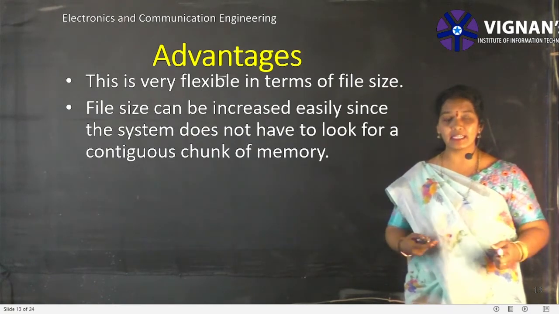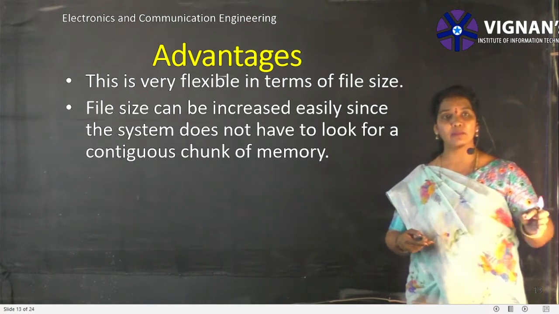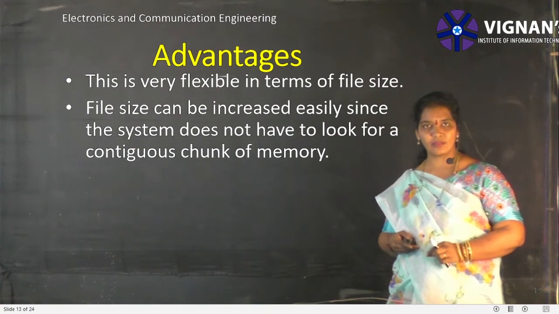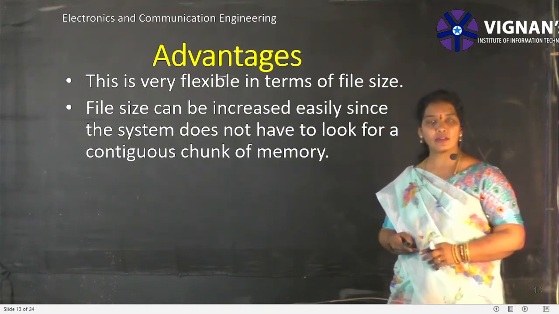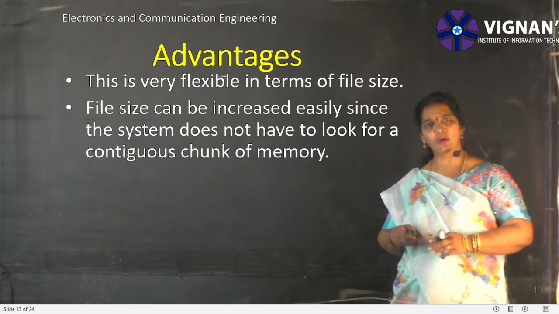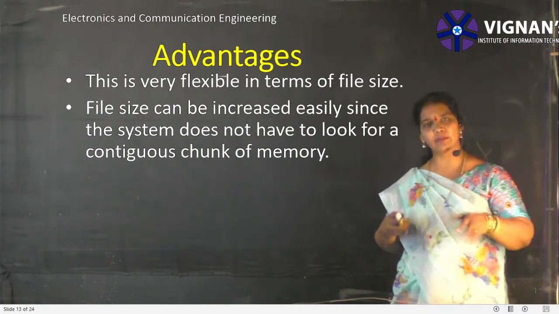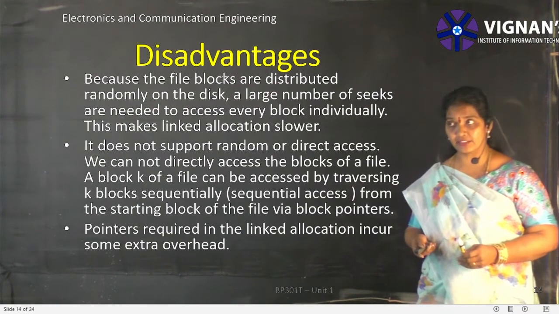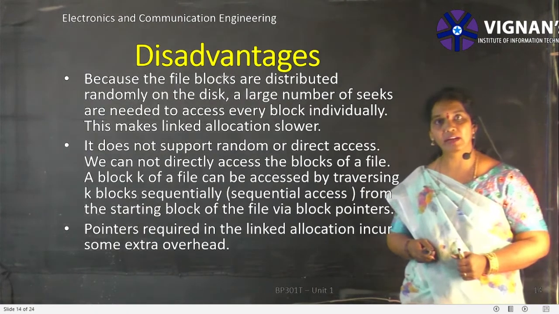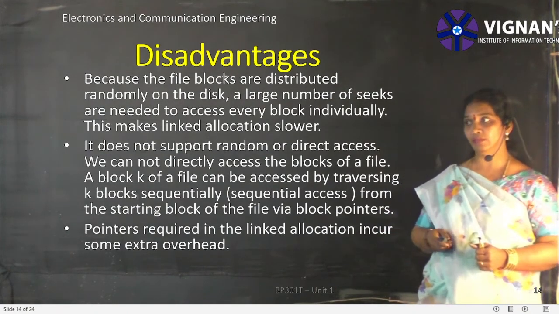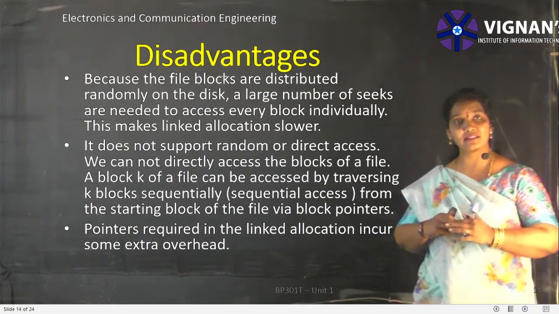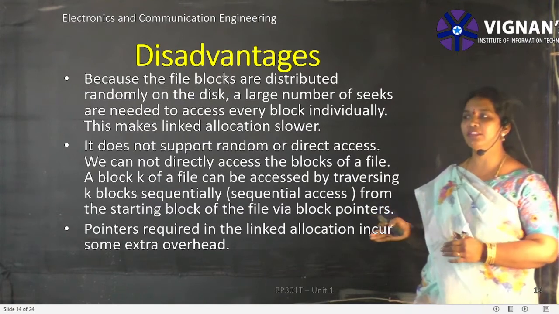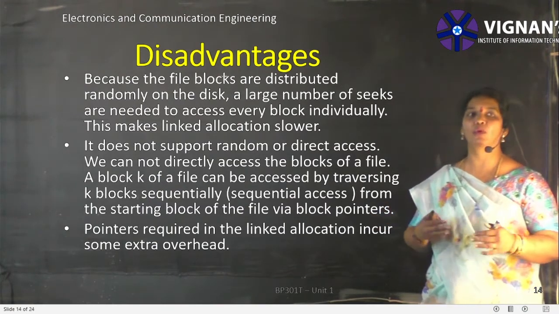Whereas in this linked list, each and every block will be pointing to the next block, just like a linked list. It contains a pointer to the next block. So anywhere the blocks are free, it will occupy them and they will be linked with each other. That is the advantage. Then what are the disadvantages of this linked list allocation? Because files are distributed randomly on the disk, a large number of seeks are needed to access every block individually.